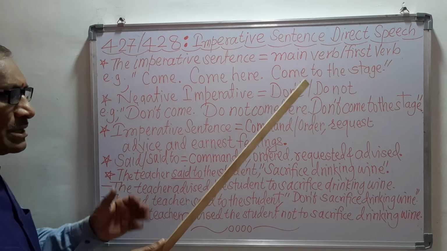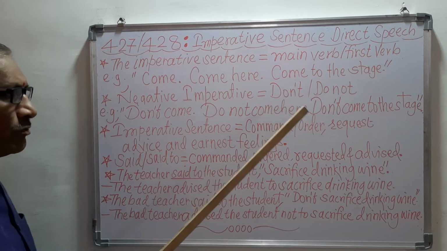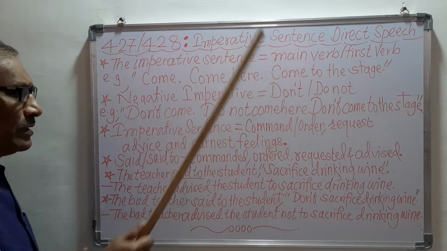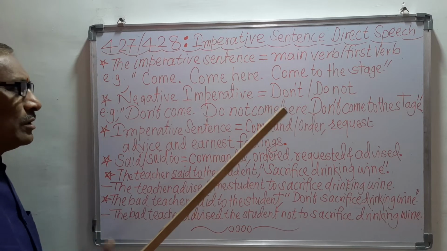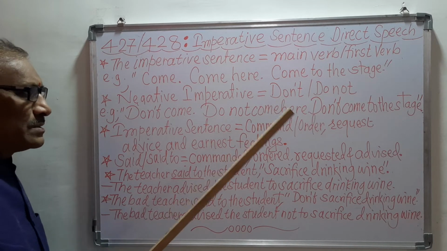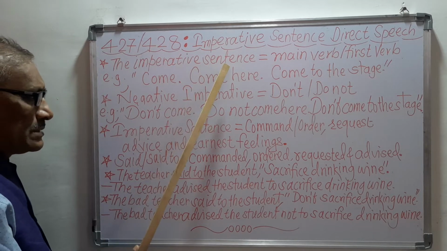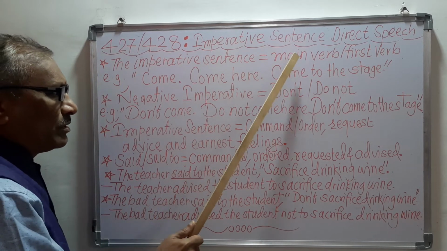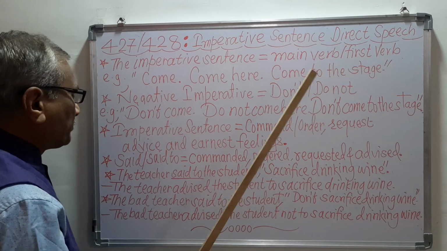There are three categories of verbs. The first is the first form, that is called the main verb. Then the second form, that is the past form. And then the third form is the past participle form. So the imperative sentences begin with the main verbs, begin with the first verbs.